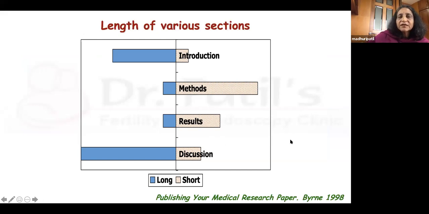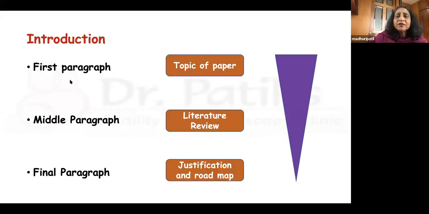So you have the introduction, methods, results, and discussion. Basically, you have to see that the introduction has to be short. Your material and methods should be long, that is, what you have done should be long. And your results also should be long, and then should include a comparison between your studies as well as the other studies.